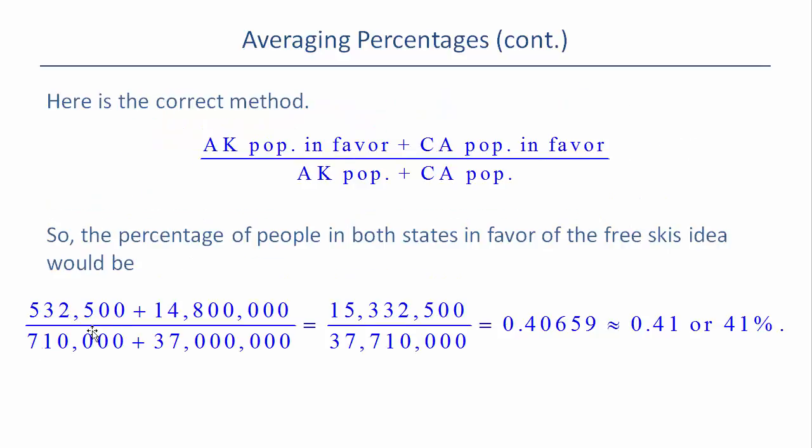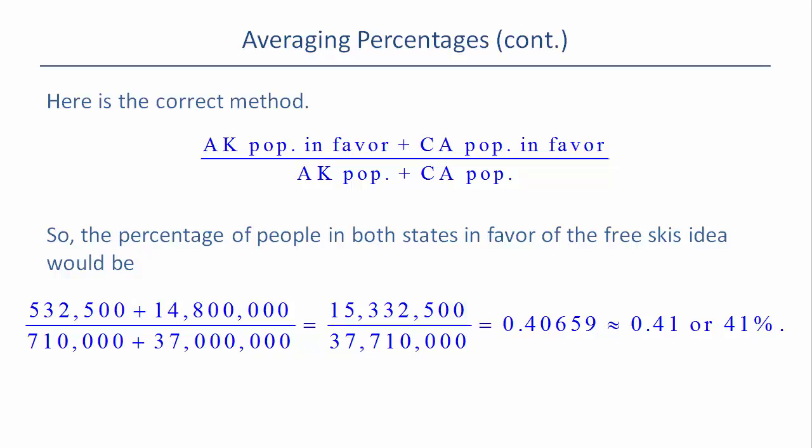In fact, if you did the numbers, here's how many in Alaska favored it, how many in California, the total populations of the two states. So you do the total in favor over the total, and it comes out to be about 41%, which is a huge difference from 57.5. So do not average percentages.